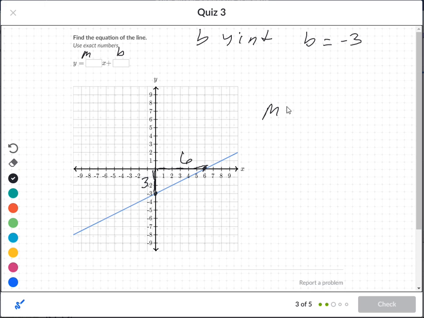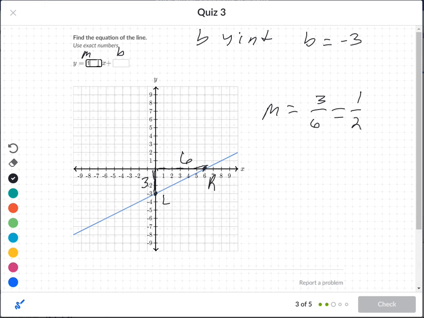So our slope, to get to the other point, because this was my left point and this is my right point, for me to move to my right point, I need to go up 3 and then over 6. 3 over 6 reduces down to 1/2. So what I want to put in the boxes here is that m is going to be 1/2, and the b we said was negative 3. Now notice it's a plus sign there, so you type in a minus sign and then the 3. You've got to include your minus sign in there.